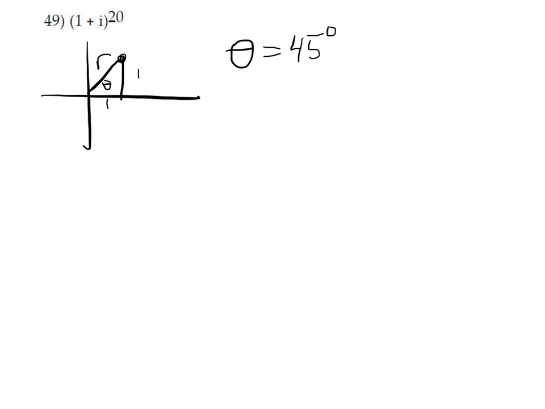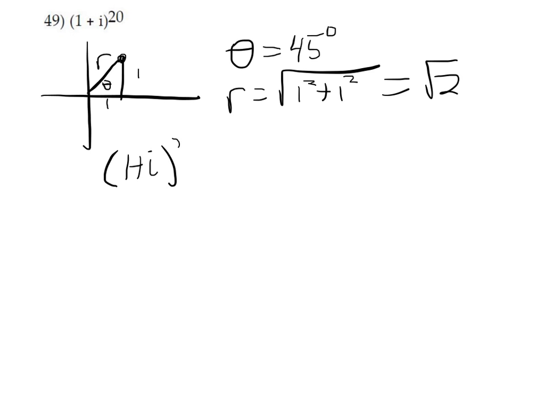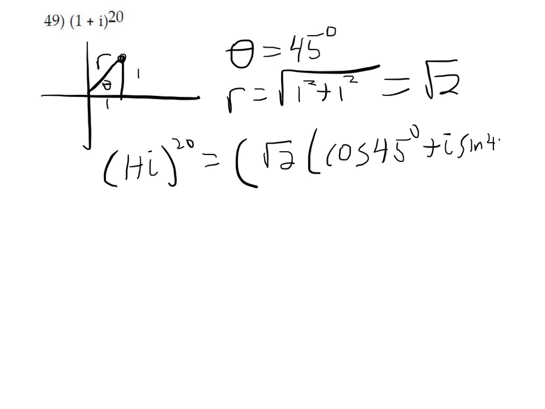And R is the Pythagorean theorem. R is the square root of 1 squared plus 1 squared. That is square root of 2. So we convert first. 1 plus I to the 20th is square root of 2 times cosine 45 degrees plus I sine 45 degrees, to the 20th.